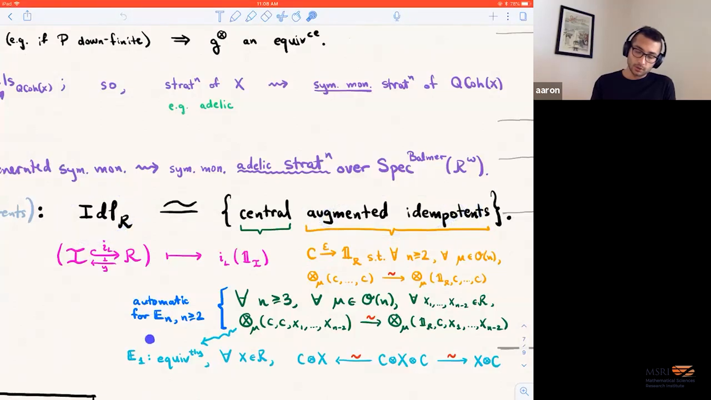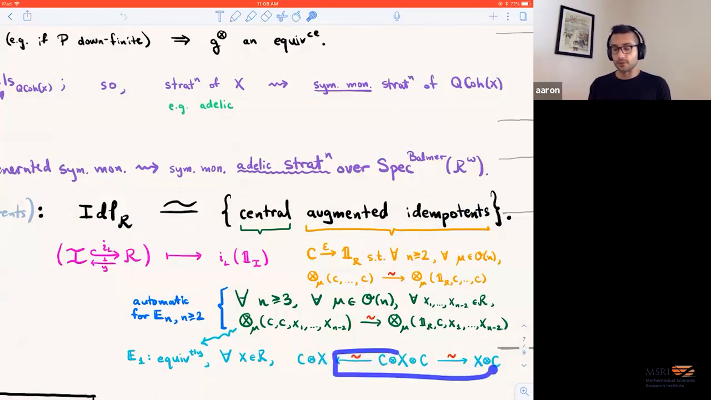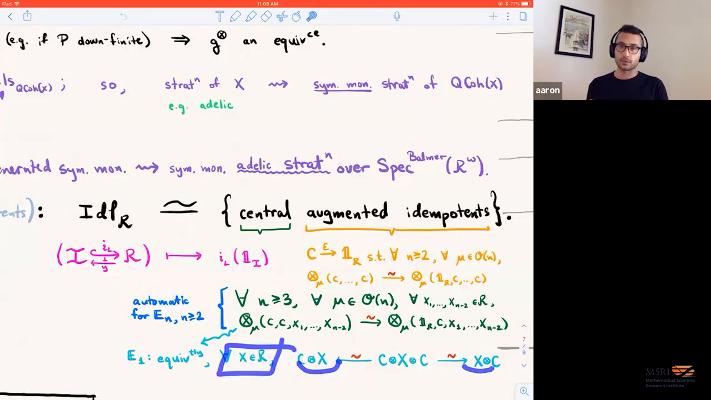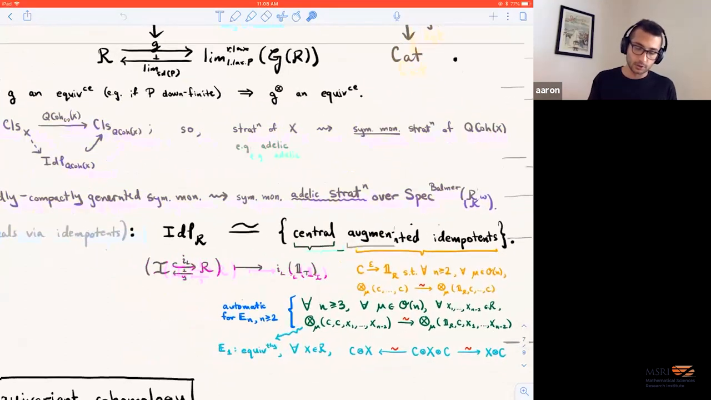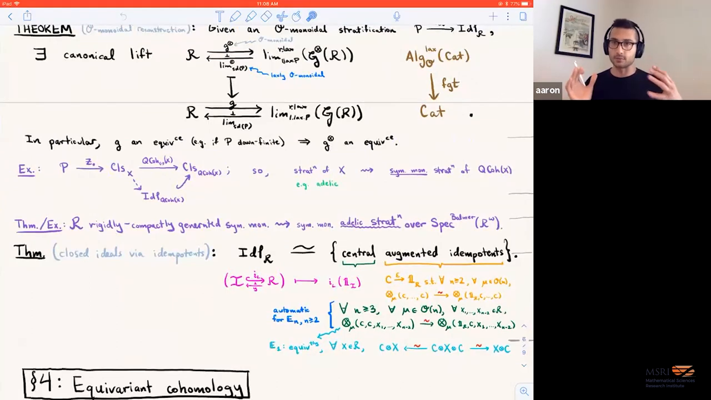And in the monoidal case, the E1 case, there's just one thing to check. That operad is still quadratic. And it's this: for every object, you can tensor on both sides with your augmented idempotent. You can get rid of one or you can get rid of the other, and both of those have to be equivalences. And now you can perhaps see why the word central is apt, because we're passing the C through the X, and this is for all objects X. So again, this is an alternative, internal way of describing these closed ideals.